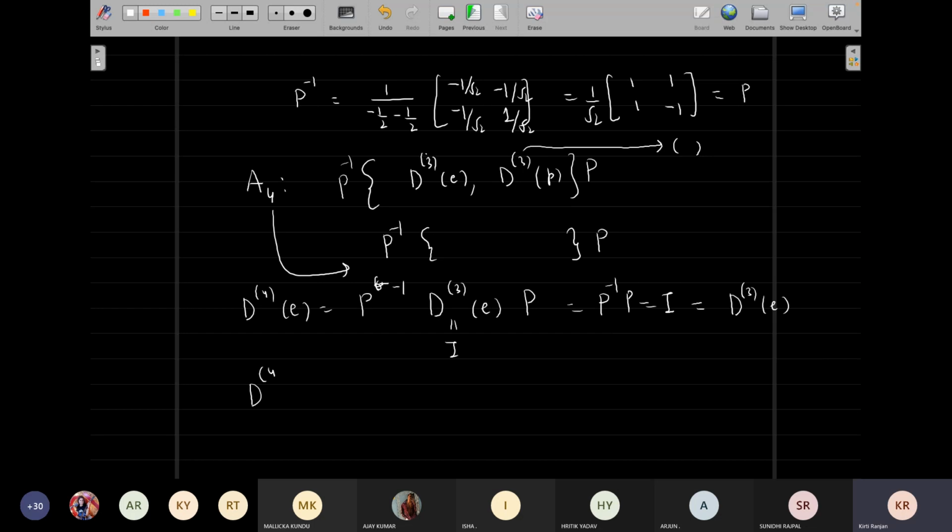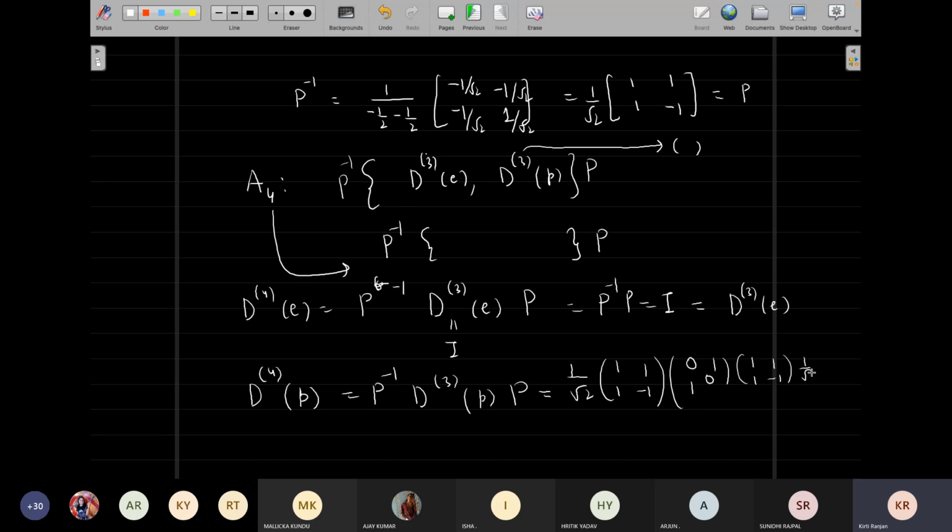What about D4P? Okay, now I will have my problems, and I will discuss the problem later. But I'll still write it. D4P equals P inverse D3P P. So here you will have to do some calculations: 1 over root 2, 1, 1, 1, minus 1. What was D3P? 0, 1, 1, 0. And the next one is again 1, 1, 1, minus 1, the same as this one, with 1 by root 2. So please do this matrix multiplication and give me the result. And I will tell you my problem later.